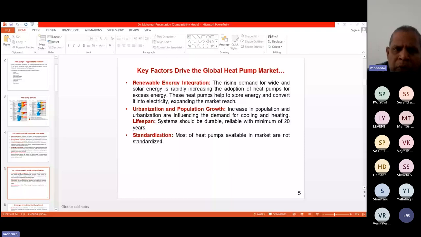Moreover, the heating demand is also increasing every year. Because of the increase in population, some energy efficient heating technology should be introduced to meet this future demand. And the lifespan of this system, we are expecting at least a 20 years lifespan. The reliability of the system should be justified to meet at least a 20 years lifetime for heat pump systems.